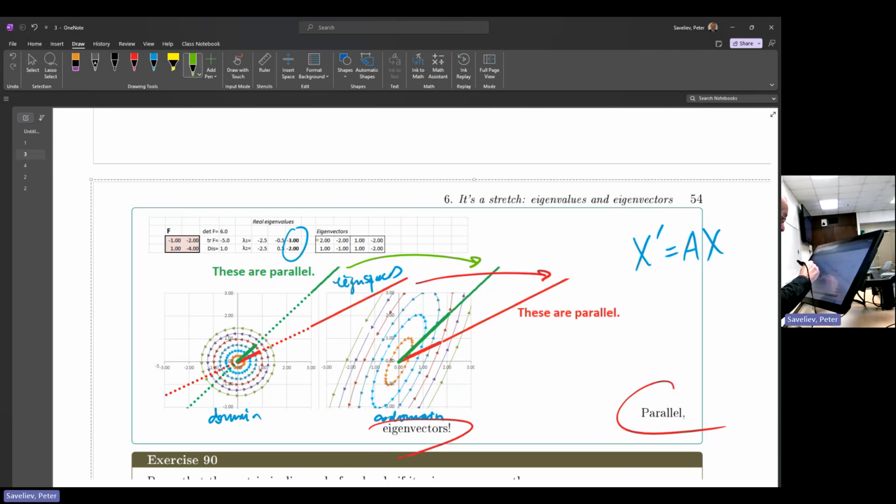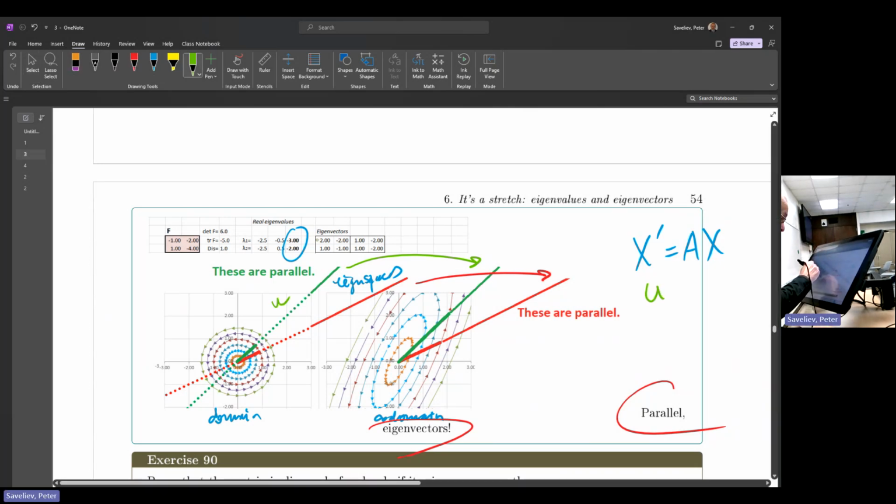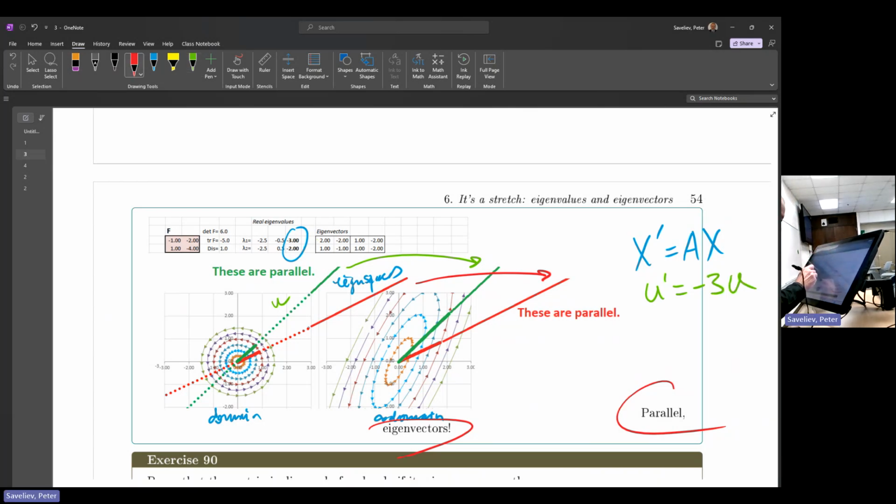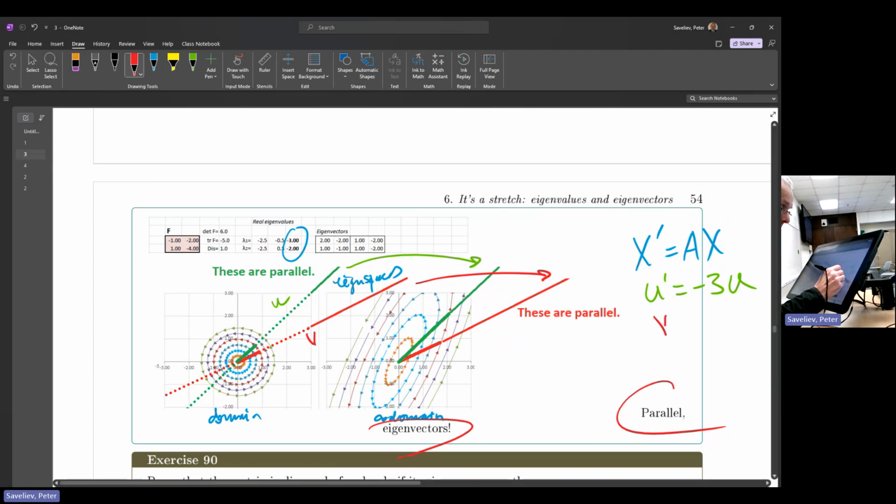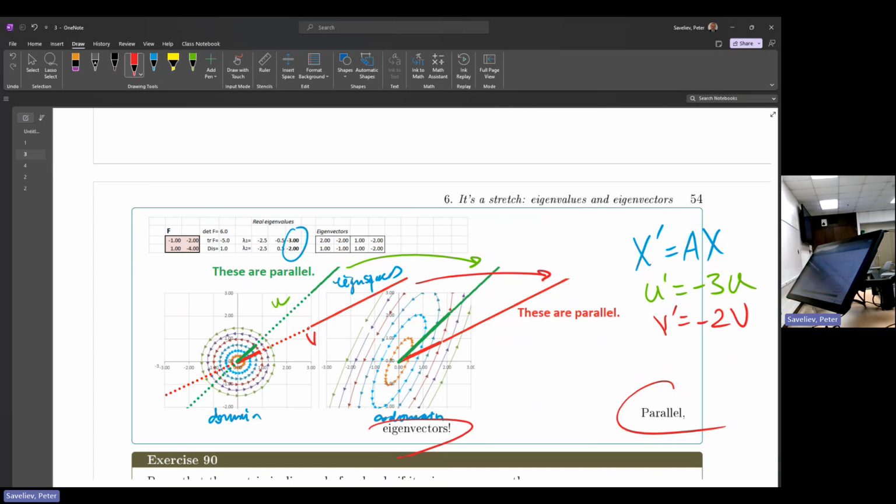So if this is u here, say I have that u prime is equal to -3u. And if I take this one to be v, I have v prime is equal to -2v. Okay, and then these are very simple differential equations. What dynamics do they produce? Once again, there are no matrices. There are just multiplications.